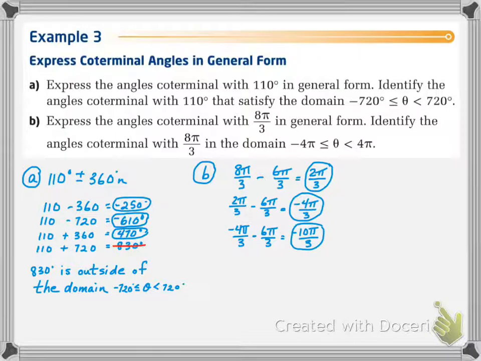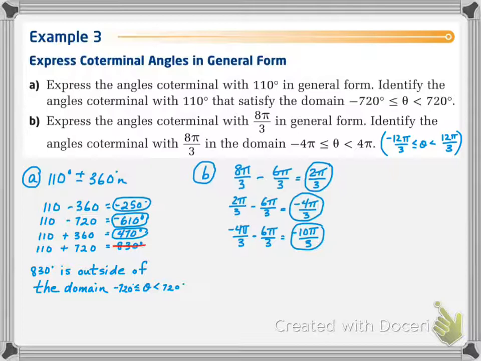What's my domain in pi over 3? Well, let's convert negative 4 pi to negative 12 pi over 3 and positive 4 pi to positive 12 pi over 3. Now you can see that I'm as low as I can go. Negative 10 pi over 3, because the next lowest one would be negative 16 pi over 3, and that would be below negative 12 pi over 3.